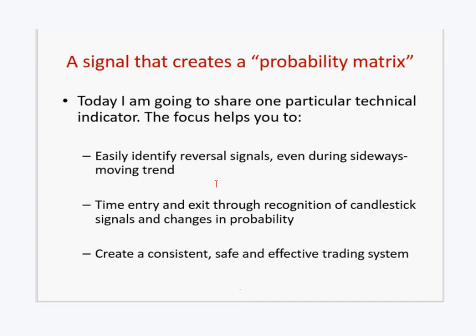And this is especially the case during consolidation, a sideways moving trend, which a lot of people think is the most difficult trend to work with. But in fact, as you'll see with this probability matrix, the consolidation trend is one of the easiest to identify coming breakout and likely reversal from consolidation into bullish or bearish. And this also helps to time entry and exit through recognition of candlesticks, which change probability.